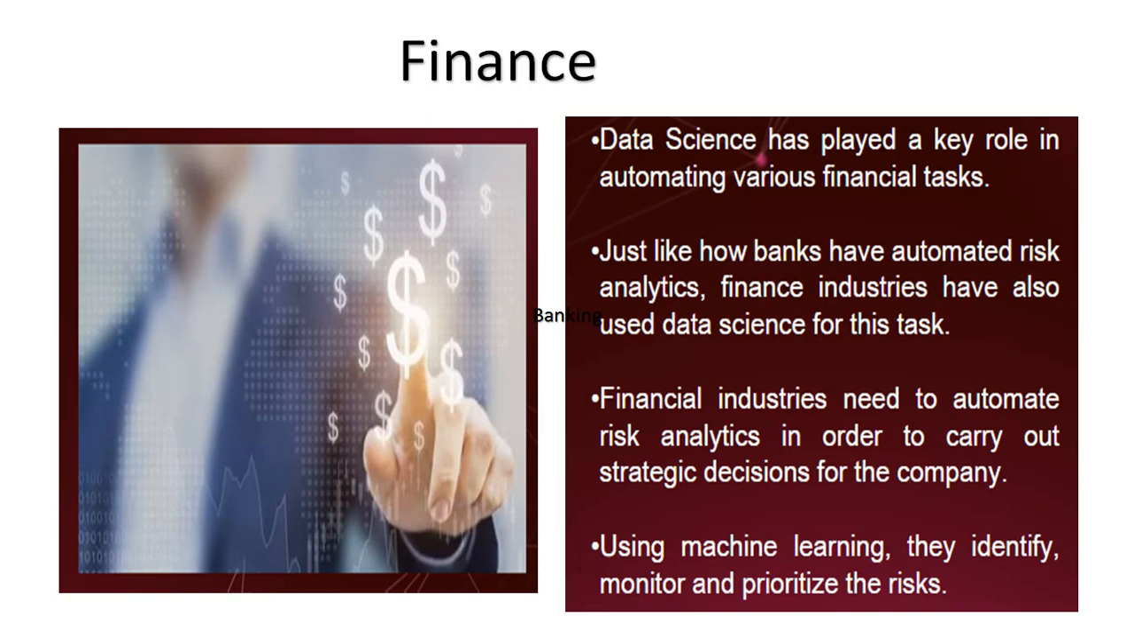Using machine learning, they identify, monitor and prioritize the risk. Machine learning is where you train your machine to understand many things. So here you can identify, monitor and prioritize the risk. So your risk reduction is there. Here it is helped through data science.